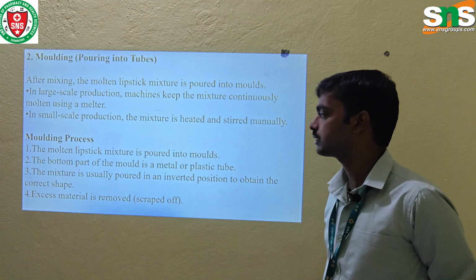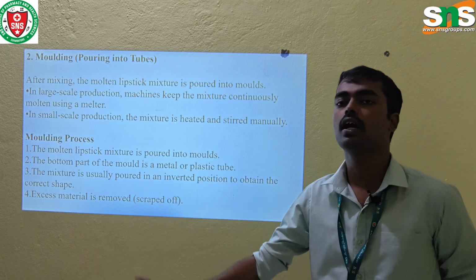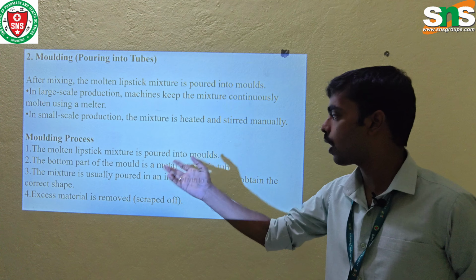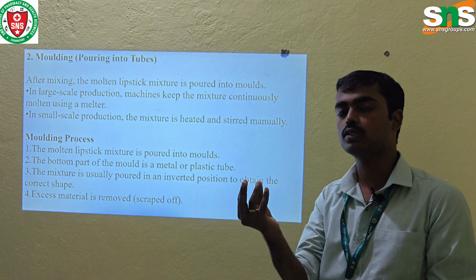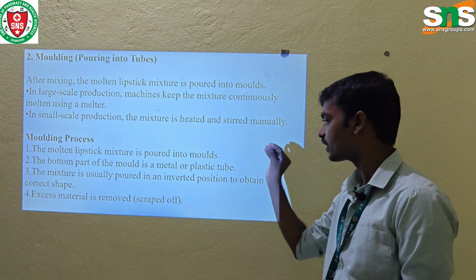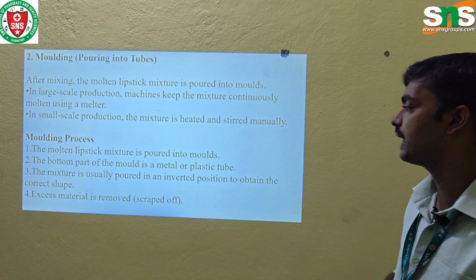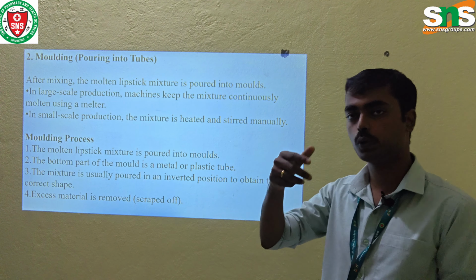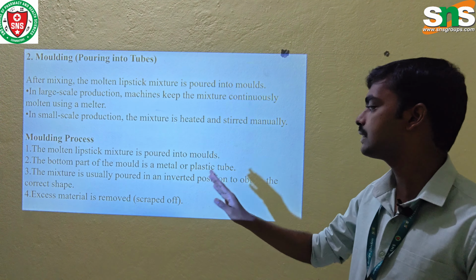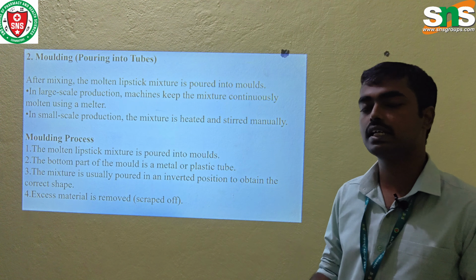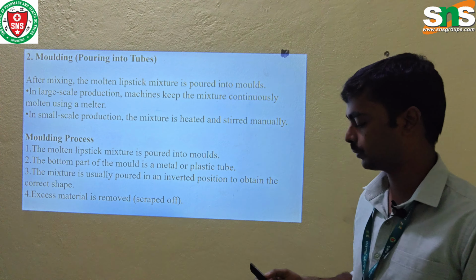In the molding process, the molten lipstick mixture is poured into the molds, and at the bottom of the mold there should be a metal or plastic tube. The mixture is usually poured in the downward position to obtain the correct shape. Any excess material or excess base should be removed.